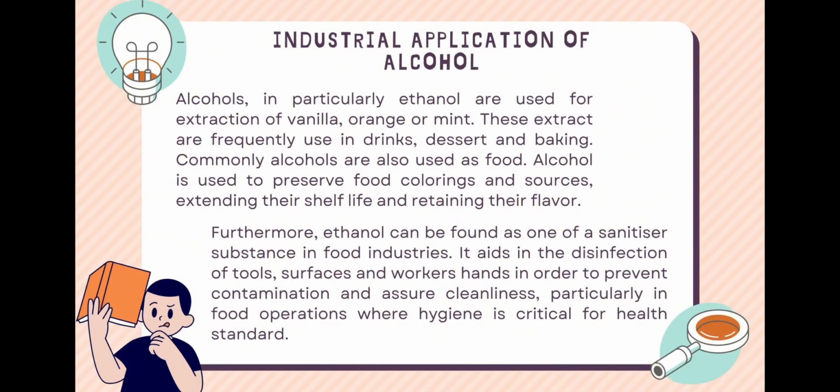Okay, next let's talk about the industrial application of alcohol. Alcohol, in particular ethanol, is used for the extraction of vanilla, orange, or mint. These extracts are frequently used in drinks, desserts, and in baking. Commonly, alcohol is also used as a food preservative. Alcohol is used to preserve food coloring and sauces, extending their shelf life and retaining their flavor.